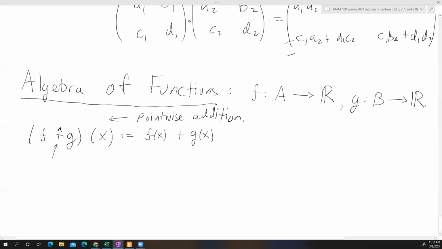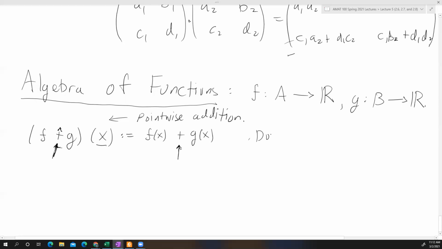We want f plus hat g to be another function. Well, for it to be a function, we have to specify a rule. And the rule is that you take an input x, and the output of this new function is that you just plug it in f, plug it in g, and then add the result. And it's pretty much what you think function addition should be. But I just want to emphasize the point that you have this addition symbol here and this addition symbol here, and they're different. This addition symbol is being defined in terms of this one right here.